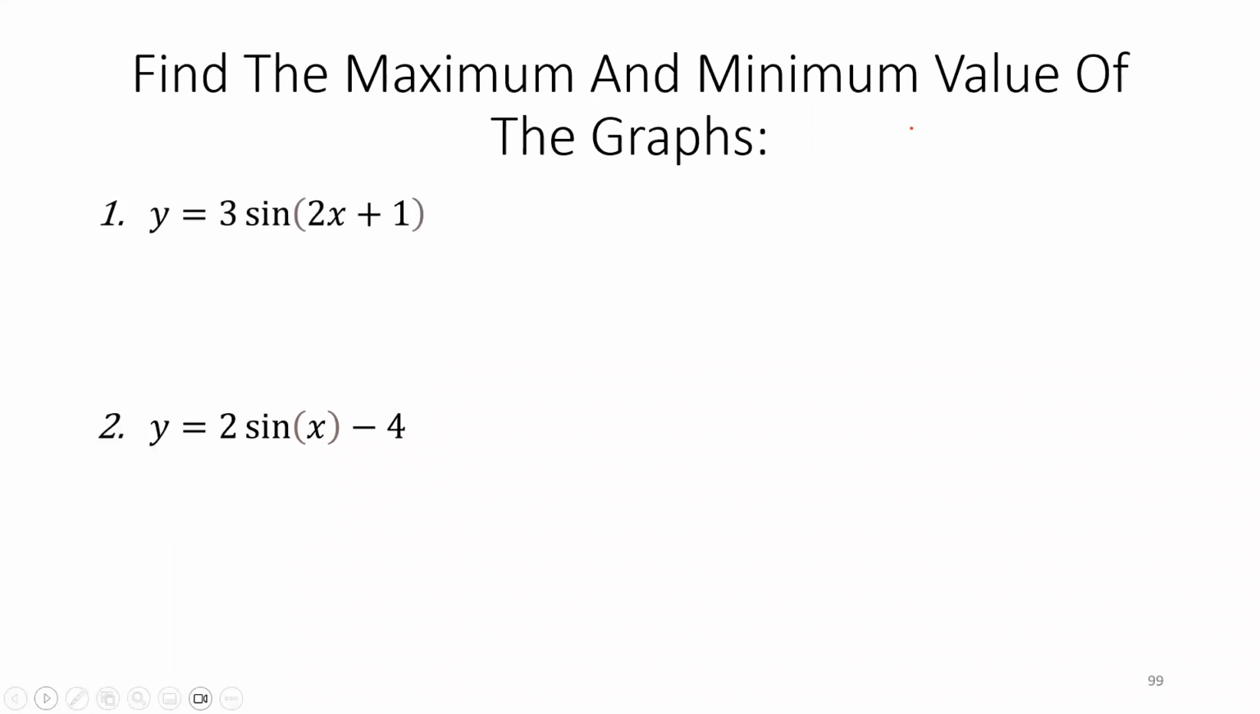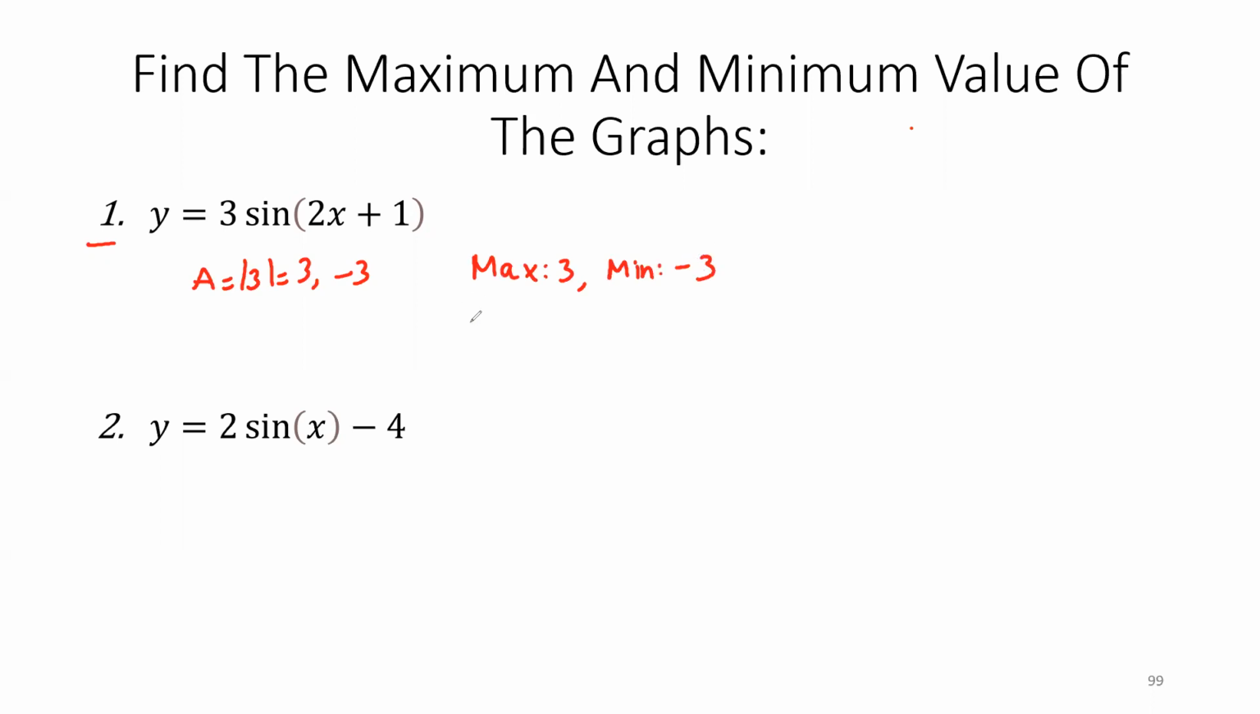So we have two examples. The direction says find the max and min of the graphs, because that is a very important key to graphing. So on number 1, do we have a D? Do we have a vertical shift? No, we don't. So that actually makes your life easier. Your amplitude is absolute value 3, which is 3, negative 3. So what that means is your max is at 3, and then your min is at negative 3, right?